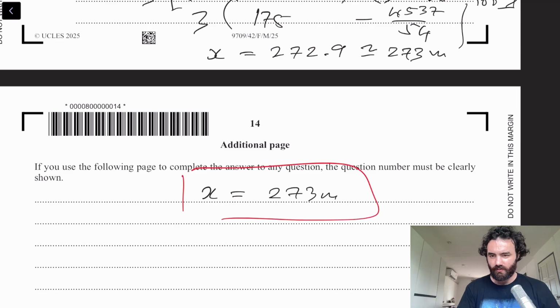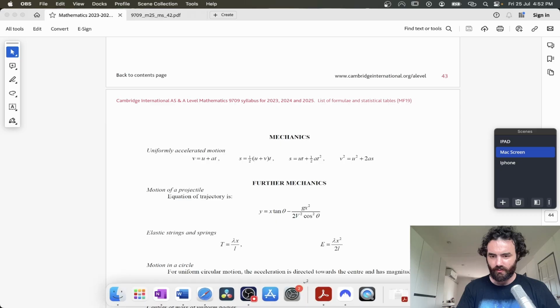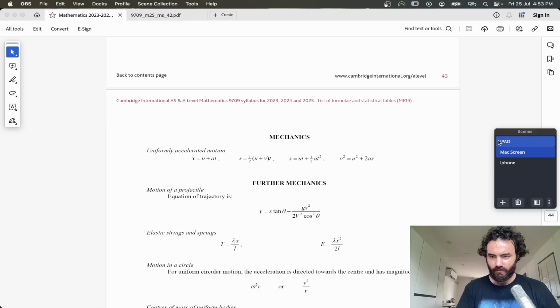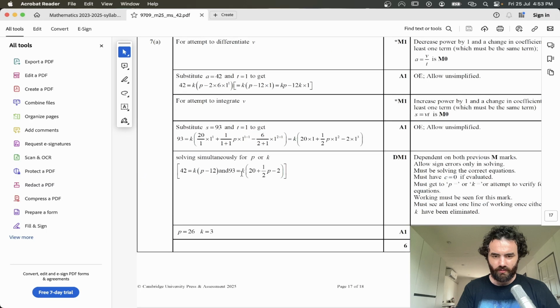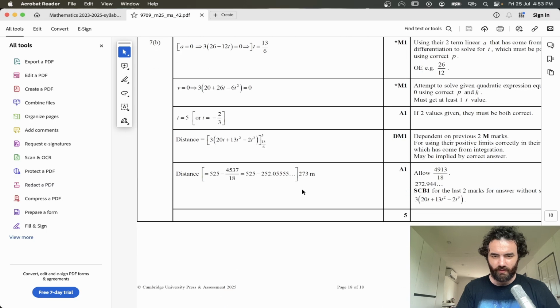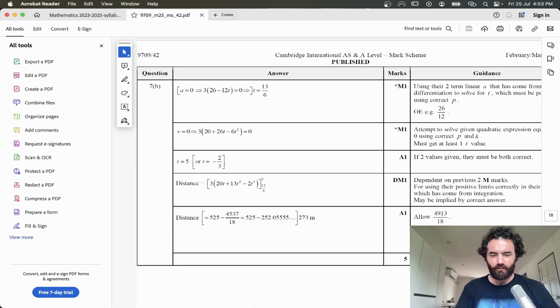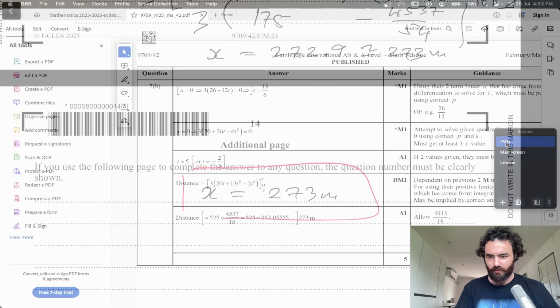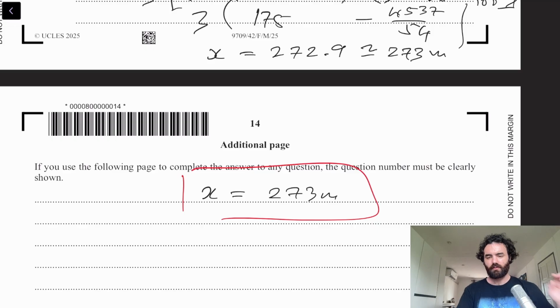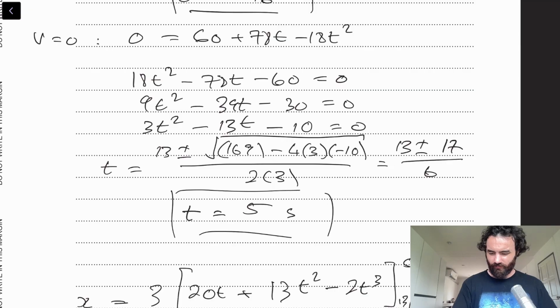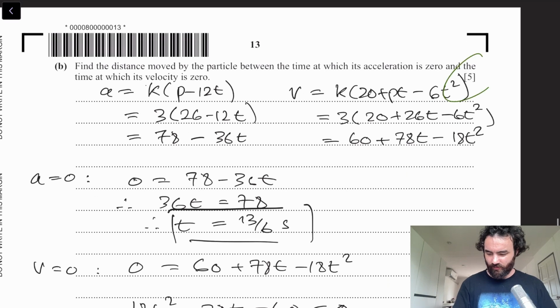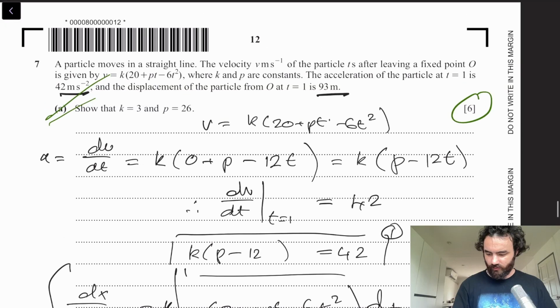Okay. Let's go to my Mac screen. 273 meters. Boom. Okay, I guess that's it. I mean, it wasn't great. I think I made one little mistake somewhere, but I got all this right. So I think we're fine.